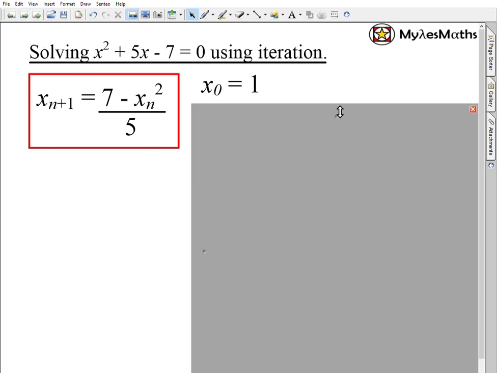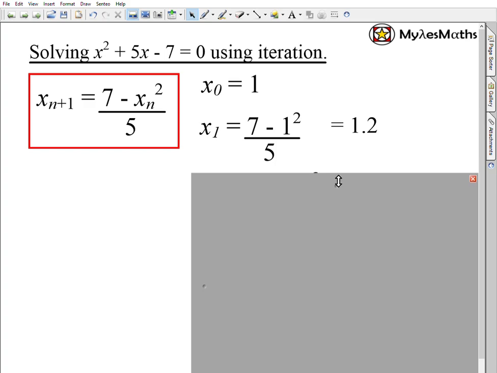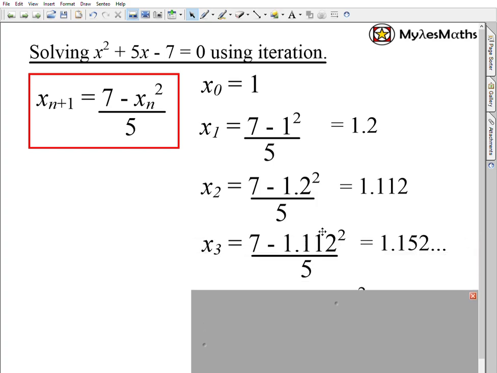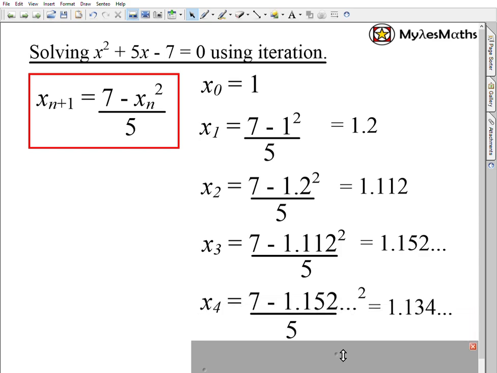So let's have a look at what that looks like when we put some numbers in. I'm starting with x0 equals 1, so x1 must be (7 minus 1 squared) over 5, which is 1.2. I'm then going to substitute 1.2 into the formula and get (7 minus 1.2 squared) over 5, which gives me 1.112. I substitute 1.112 into the formula, which gives me 1.152, and so on. And after 4 iterations, I've got 1.134.